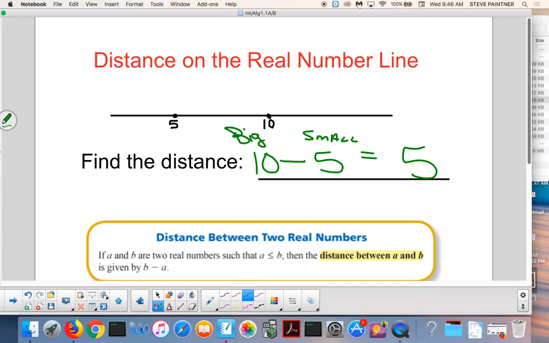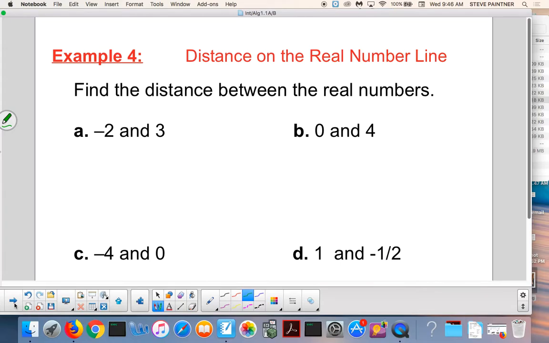Now down here, guys, that's what they're telling you. If 5 and 10 are two real numbers such that 5 is less than 10, then the distance between A and B is given by this formula right there, B minus A, which would be 10 minus 5. Okay? Find the distance between these numbers. It's always big minus small.